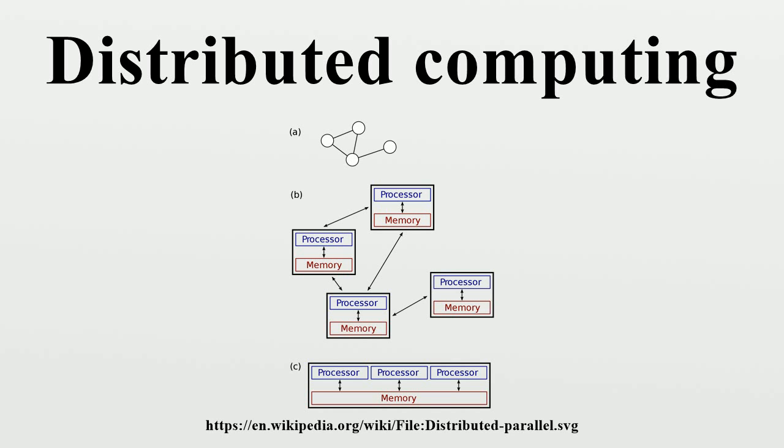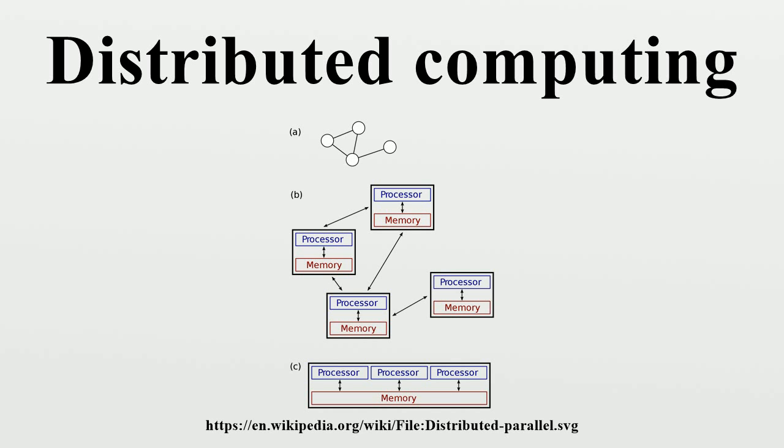Figure (a) is a schematic view of a typical distributed system. As usual, the system is represented as a network topology in which each node is a computer and each line connecting the nodes is a communication link. Figure (b) shows the same distributed system in more detail. Each computer has its own local memory, and information can be exchanged only by passing messages from one node to another by using the available communication links.